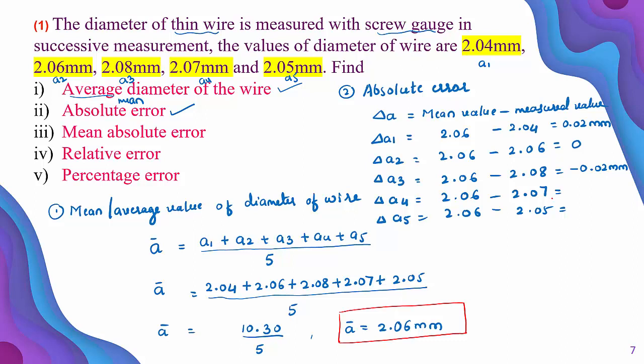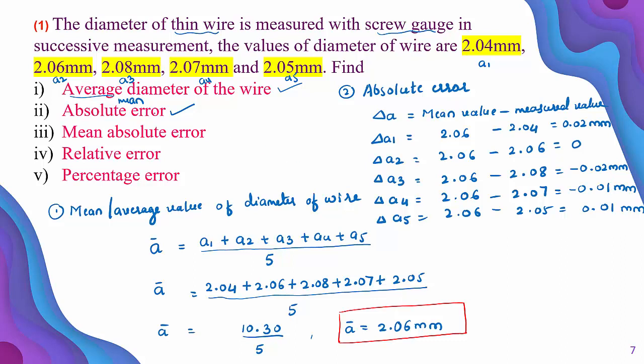Then 2.06 minus 2.07, that means minus 0.01 millimeter. Then at last 2.06 minus 2.05, that we get 0.01 millimeter. Right? So these are absolute errors. What is the answer? First one is plus 0.02 millimeter. Second one is 0. Third one is minus 0.02 millimeter. Fourth one is minus 0.01 millimeter. And fifth one is 0.01 millimeter. So this is absolute error in each measurement.